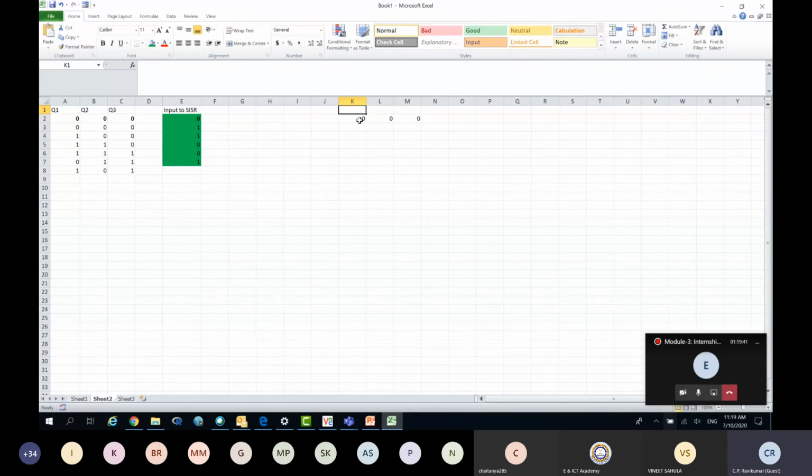So this is my Q1, Q2, Q3, and let us take a full adder, right? These are the inputs of a full adder, Y2, Y1, Y0. And let us give some inputs. We had given these inputs.